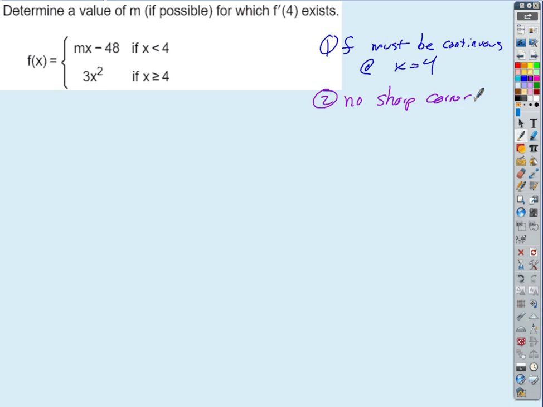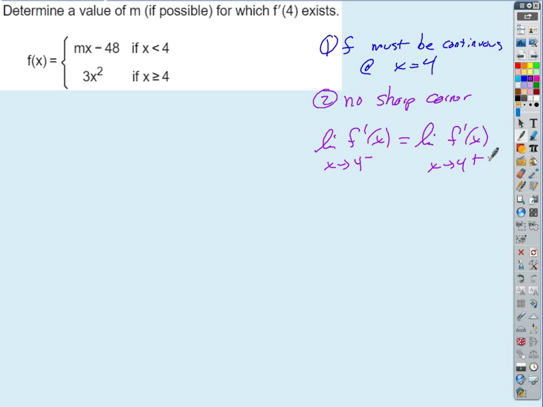Yeah, so the derivative from the left must equal the derivative from the right. Agreed? Okay? So in other words, the limit of f prime of x as x approaches 4 from the left must equal the limit of f prime of x as x approaches 4 from the right. Agreed?